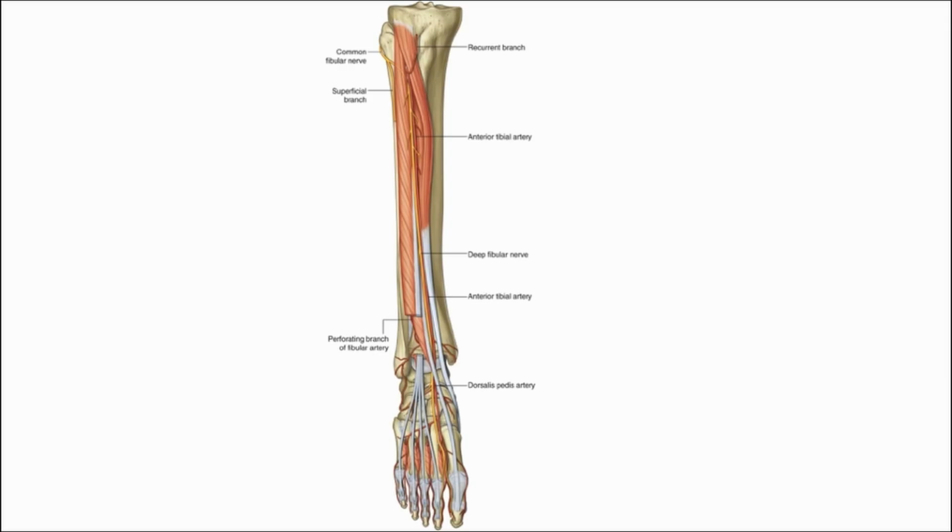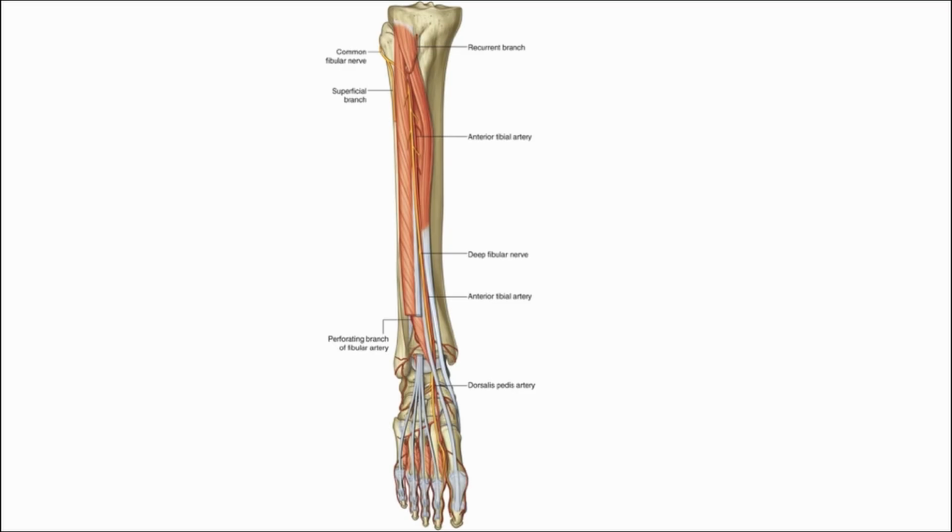This nerve is associated with the anterior compartment of the leg, and it originates in the lateral compartment of the leg as one of the 2 divisions of the common fibular nerve. The deep fibular nerve passes anteromedially through the intermuscular septum that separates the lateral and the anterior compartments of the leg, and then passes deep to the extensor digitorum longus.